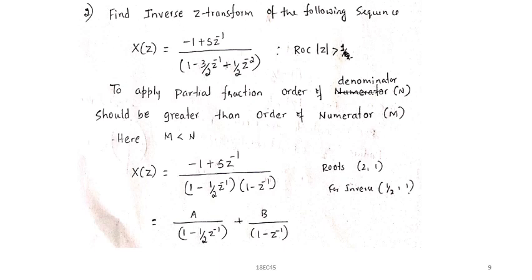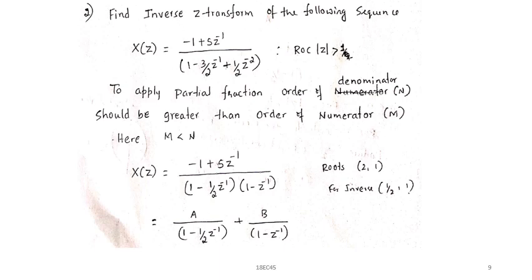Now after finding the roots, I'll write it in the general form, that is X of z is equal to minus 1 plus 5z inverse divided by 1 minus 1 by 2 z inverse into 1 minus z inverse. To cross verify the roots, just multiply these two terms and you'll get the given denominator here.